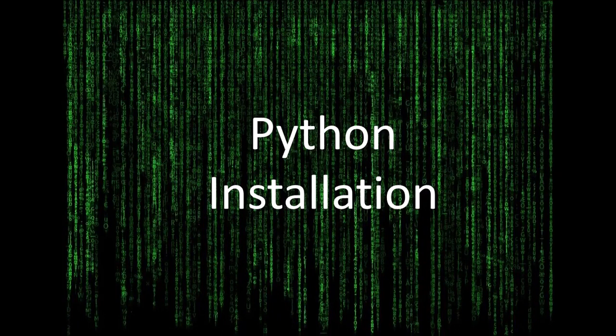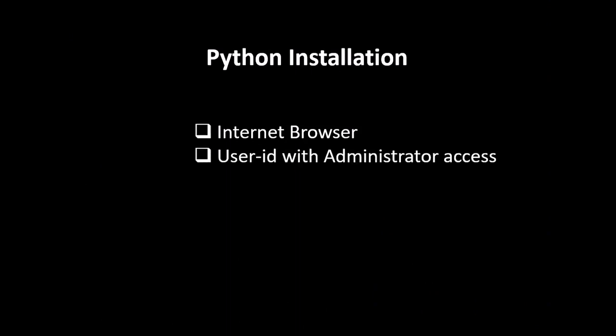Today we are going to see Python installation. So what are the prerequisites for installing Python on your machine? Definitely you need an internet browser and internet connection, of course. The user ID which you have logged into the machine should have administrator access. So make sure that you have the administrator access.